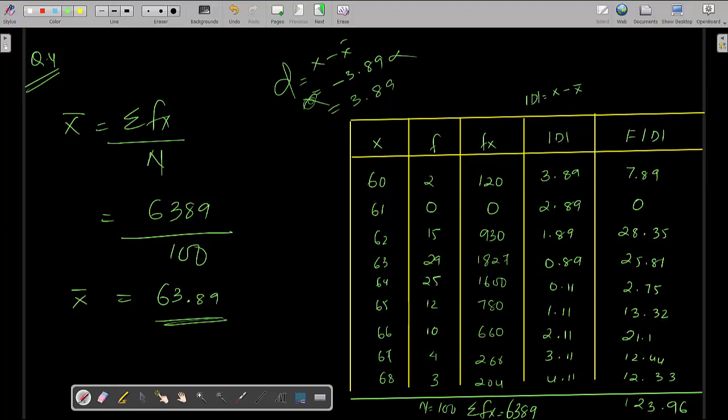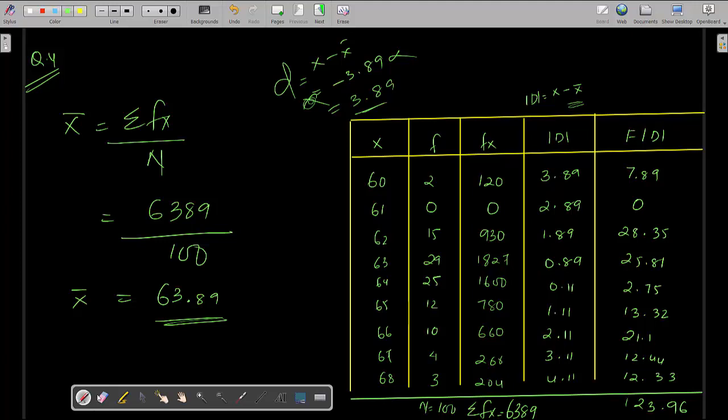So you see I've written all the values here. 60 minus 63.89 will leave you 3.89. 61 minus 63.89, 2.89. 62 is again 1.89. 63 is 0.89. 64, 0.11. 65, 1.11. 66, 2.11. 67, 3.11, and 68, 4.11. So you have to subtract everything, and you will find the value of d. All right. So now we also have to find fd.